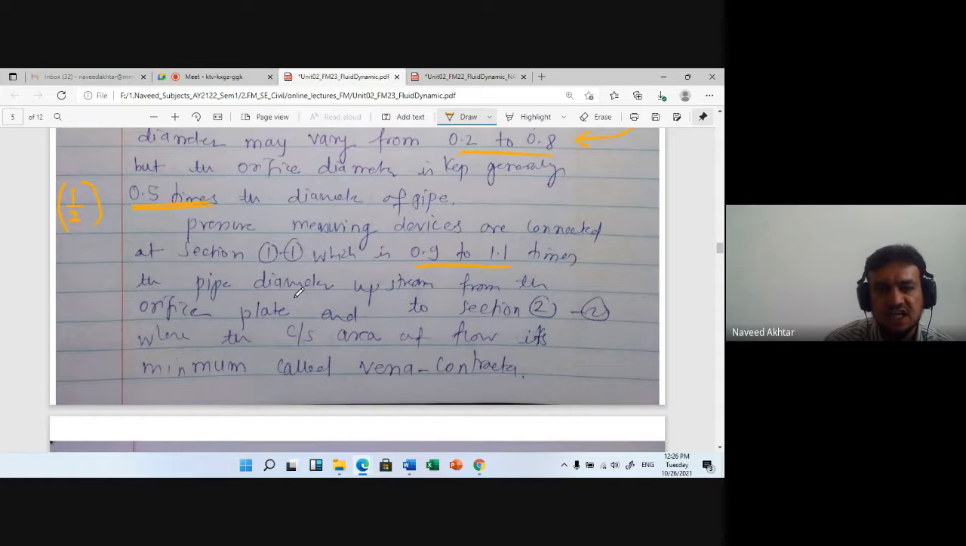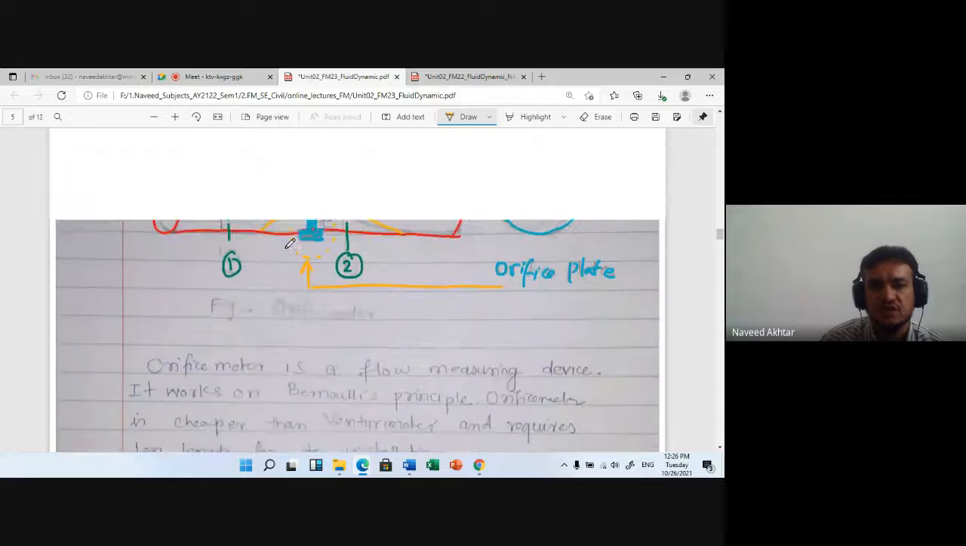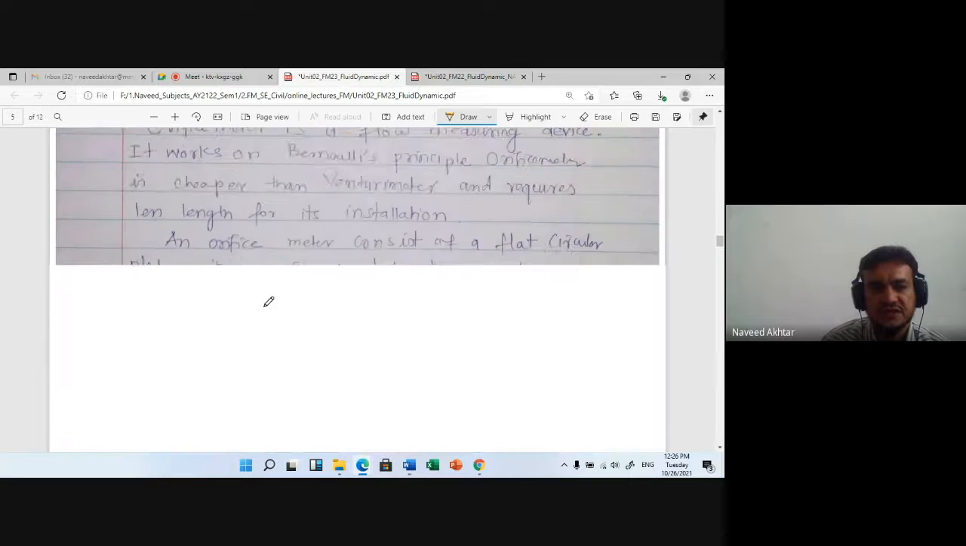Section 2 is where the cross section area of flow is minimum, called the vena contracta. So where the cross section of flow is minimum is called the vena contracta, and we are taking that as section number 2.